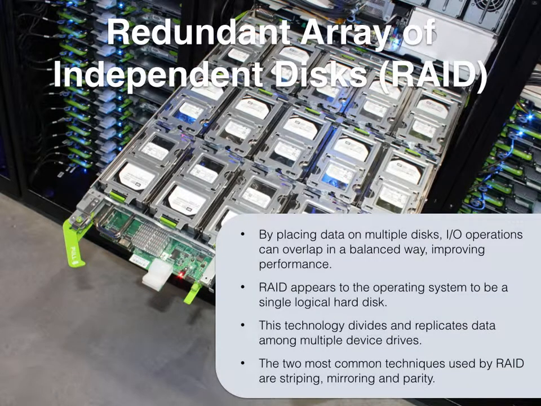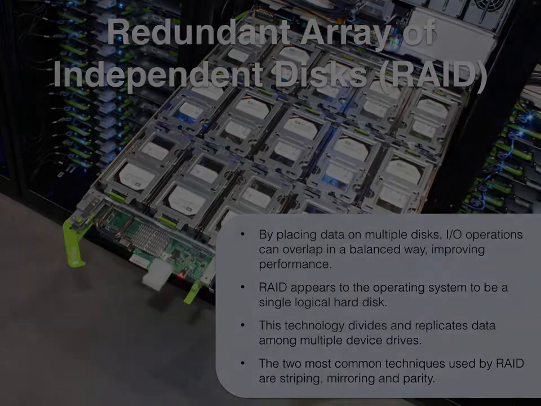The configuration of disks into an array is referred to as RAID, which is a redundant array of independent disks. By placing the data on multiple disks, the input and output operations can overlap in a balanced way, which improves the performance. RAID appears, as I mentioned before, on the operating system to be one single logical hard disk drive, and the technology divides and replicates the data over the multiple disks to give that redundancy and parity.